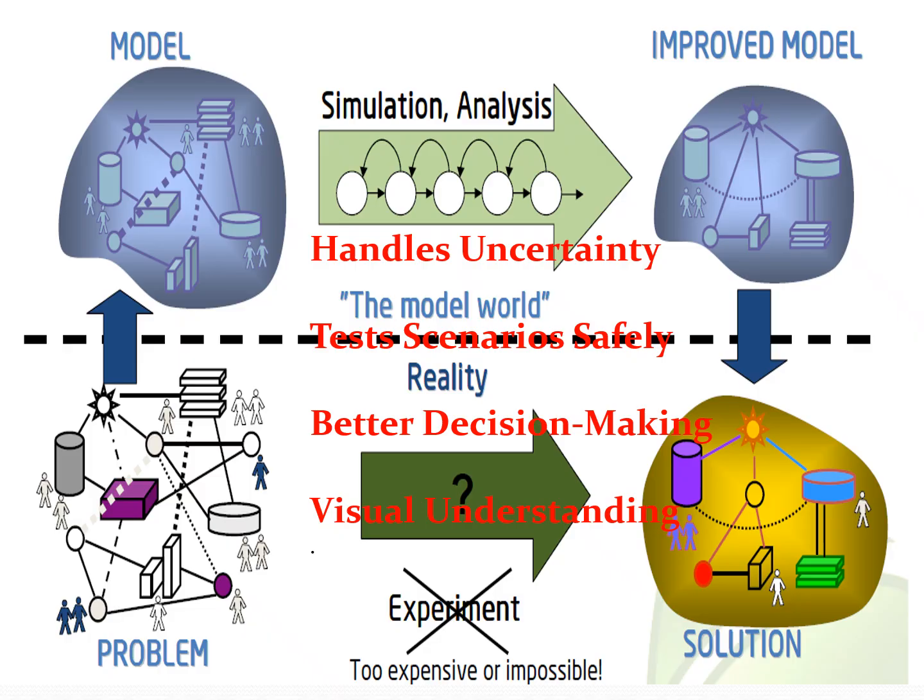Now let's discuss some of the practical usages of simulation models. It handles uncertainty by simulating randomness in demand, delays, failures or queue lengths. It also tests scenarios safely by testing what-if cases without real-world consequences. It offers great support in better decision-making, which helps in optimizing cost, inventory levels, resources, and service levels. Finally, it also helps us in visual understanding by showing how the system behaves over time.